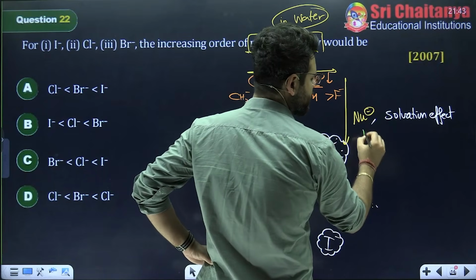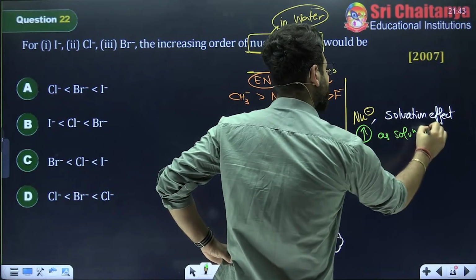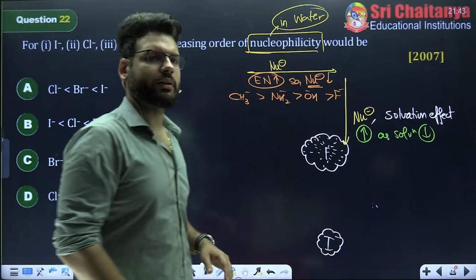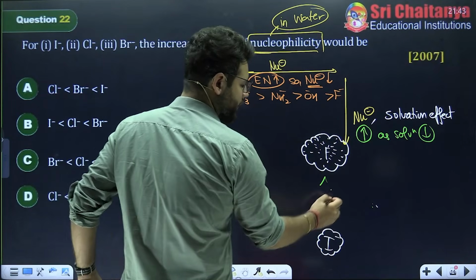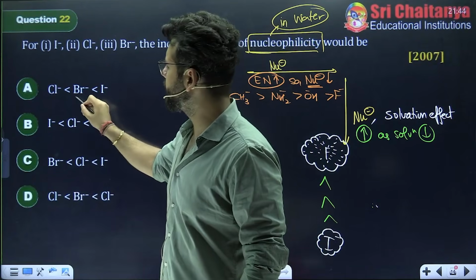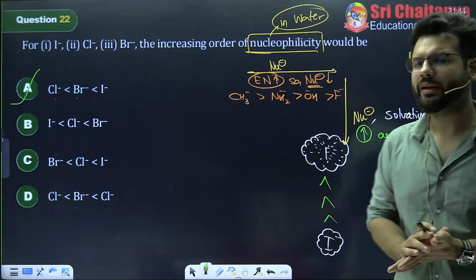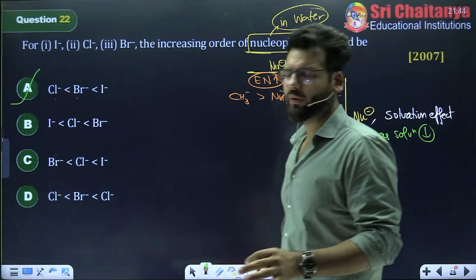So nucleophilicity increases as solvation decreases. Solvation decreases, so I minus is the best nucleophile, which we see in the Finkelstein reaction. So I minus, then Br minus, then Cl minus. Okay, I hope it makes sense. In the polar protic solvent, this is the order.